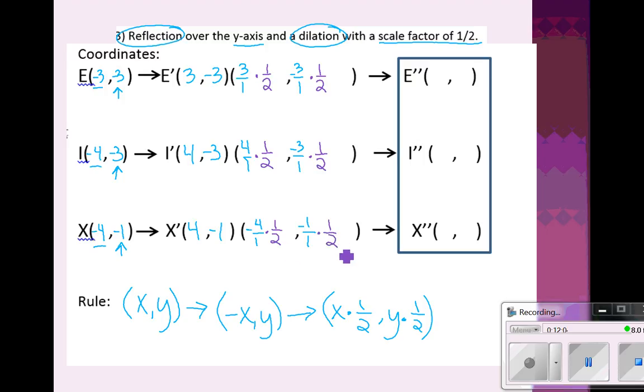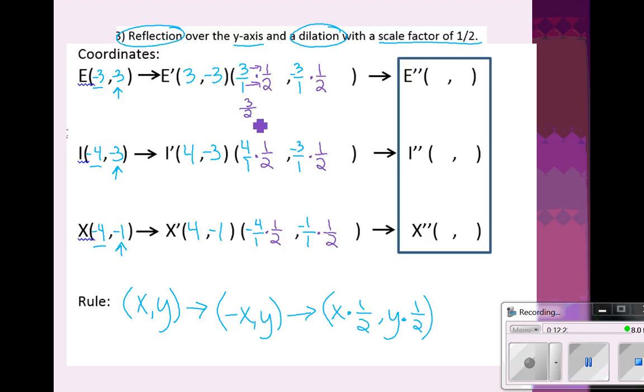And now I'm going to solve my multiplication problems with the fractions. And to multiply fractions, you multiply the numerators and then you multiply the denominators. So on my paper, I'm going to multiply these two. 3 times 1 is 3. 1 times 2 is 2.